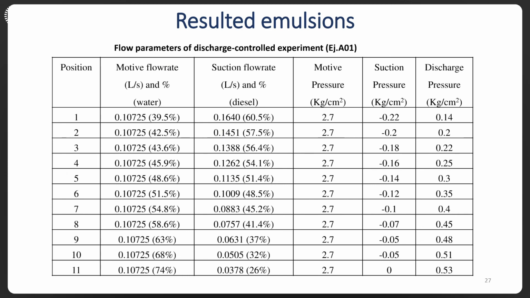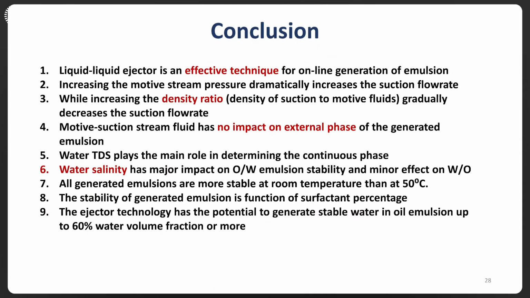To conclude, the liquid-liquid ejector is an effective technique for online generation of emulsion. Increasing the motive stream pressure dramatically increases the suction flow rate, while increasing the density ratio gradually decreases the suction flow rate. The motive and suction stream fluid has no impact on the external phase of the generated emulsion. Water TDS plays the main role in determining the continuous phase. Water salinity has a major impact on oil and water emulsion stability and a minor impact on the water and oil emulsion.